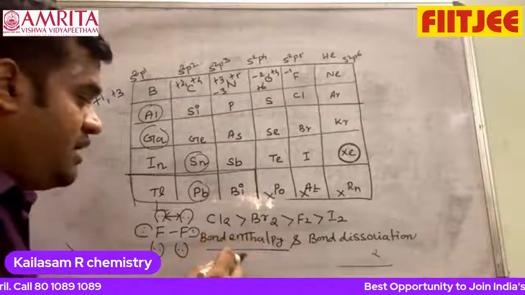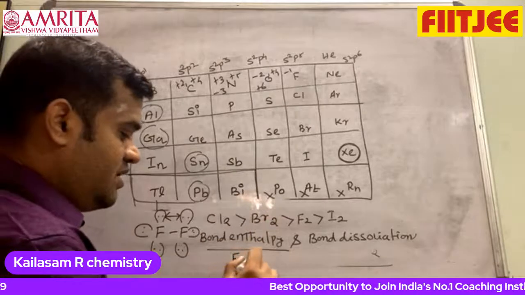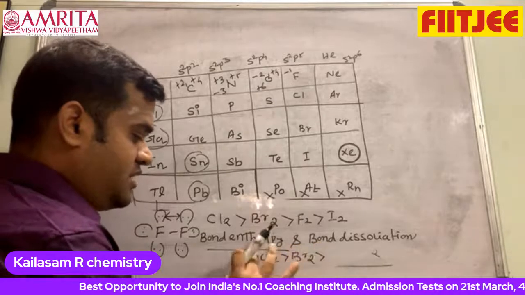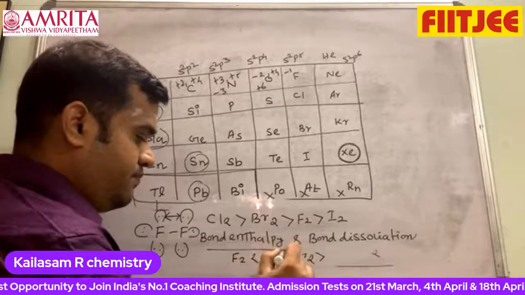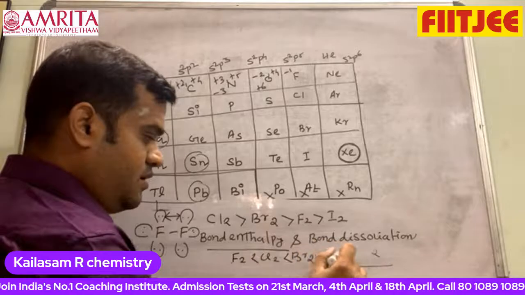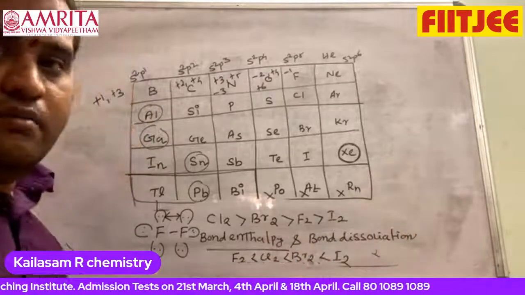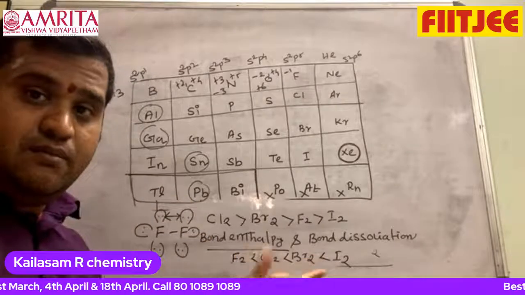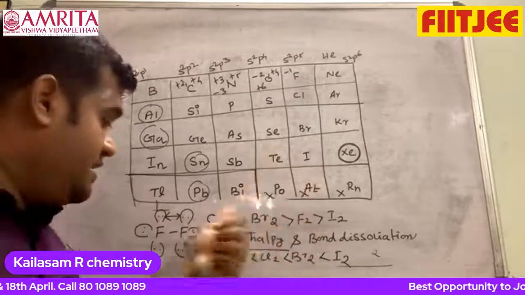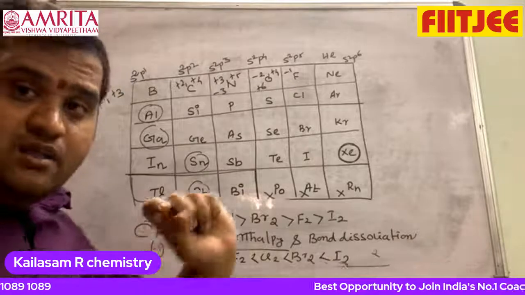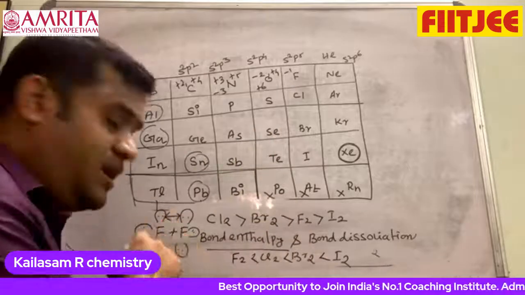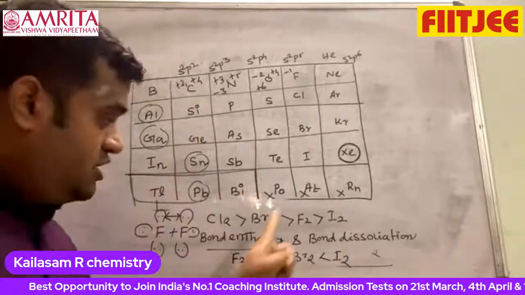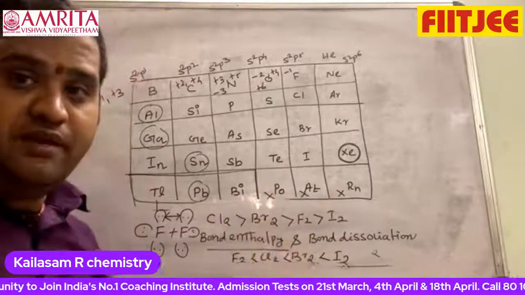If you are asking about the bond length, the order is like this: F2, Cl2, Br2. Extremely sorry, this is the order. This is the bond length order, because of size. But the bond dissociation enthalpy here, because of the small size, the lone pair repulsion takes place, so the bond is easily breakable. It is not related to the bond length, but to the non-bonding electron pairs. This is the order of bond dissociation enthalpy.